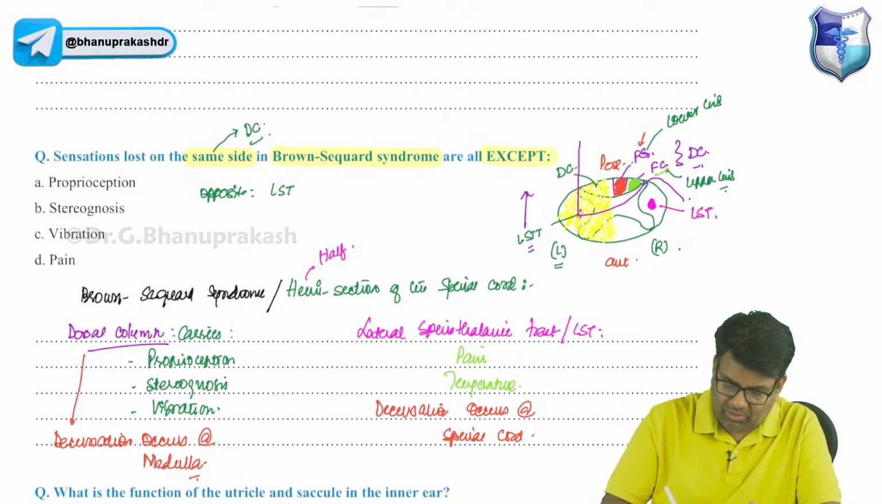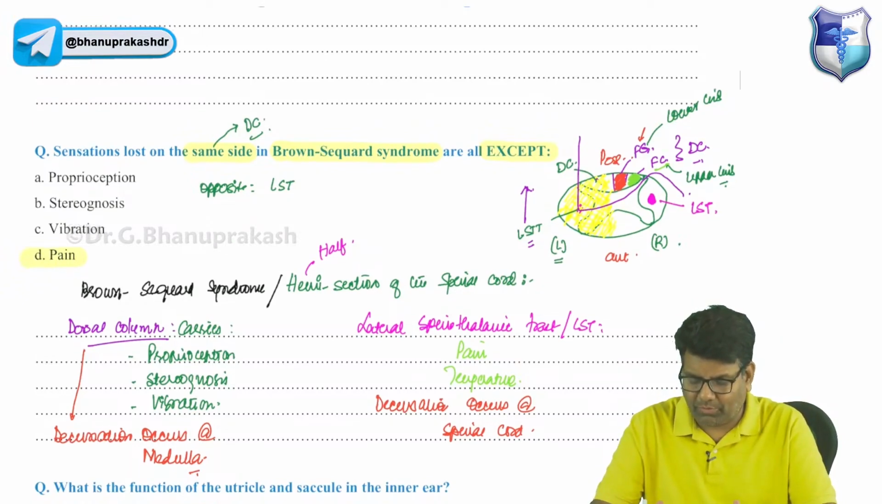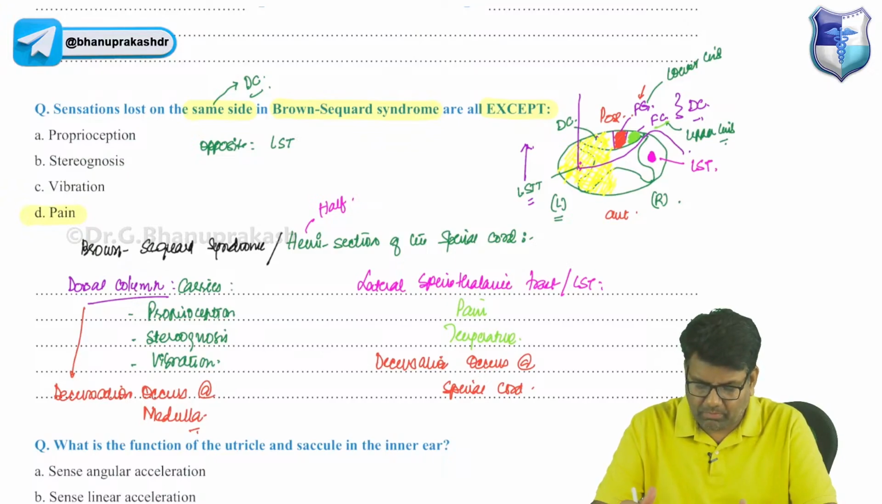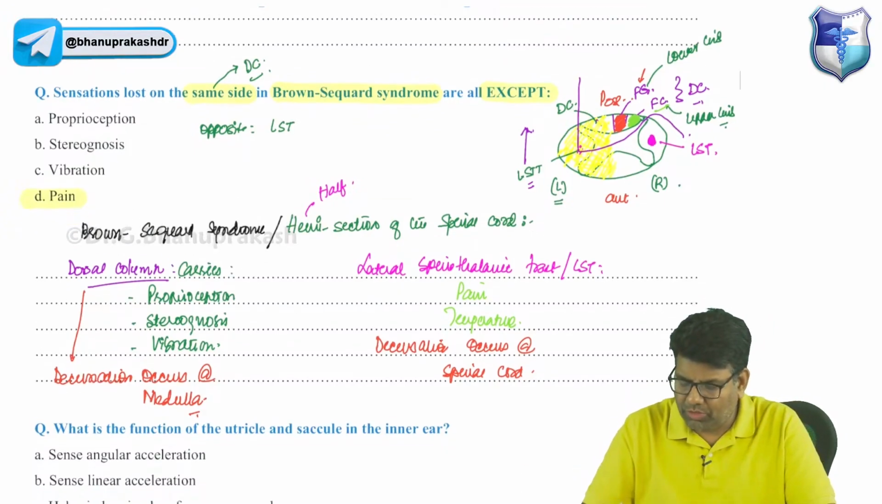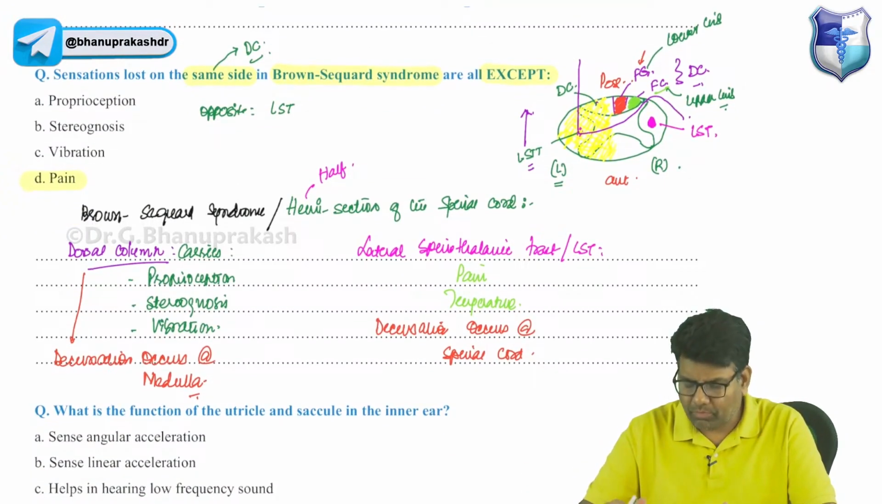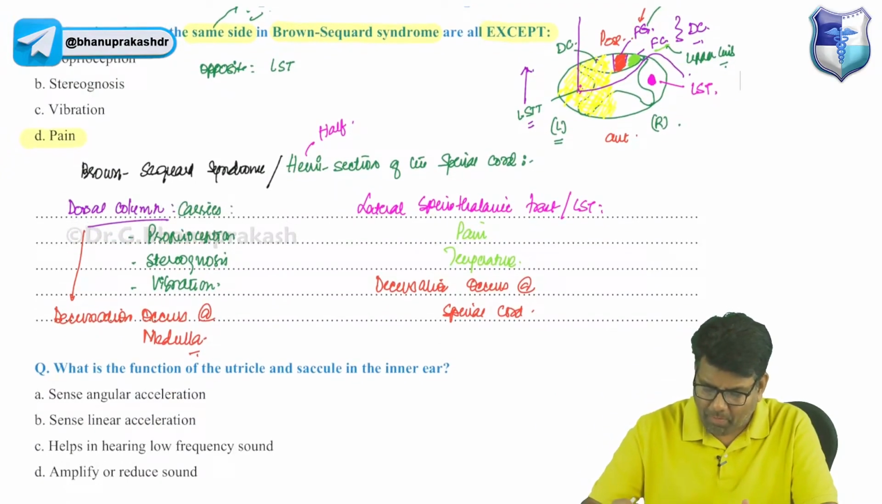So the answer you can write is pain. Right? So this is the basic description for this entity, which is known as Brown-Sequard syndrome or hemisection of the spinal cord. Okay? So you just need to know the course of the tract and the modalities which are carried by them.